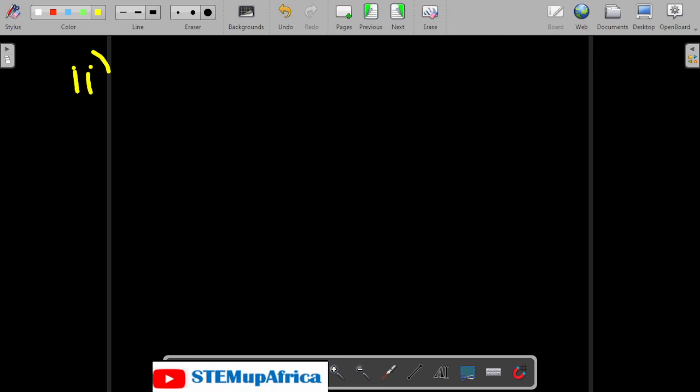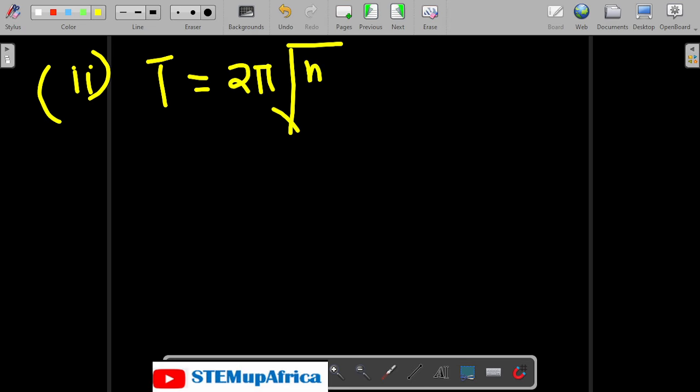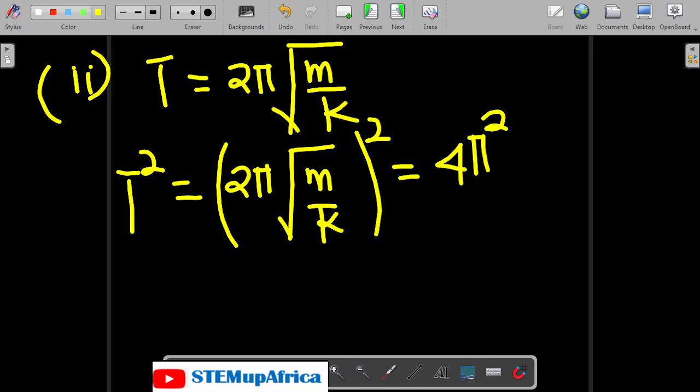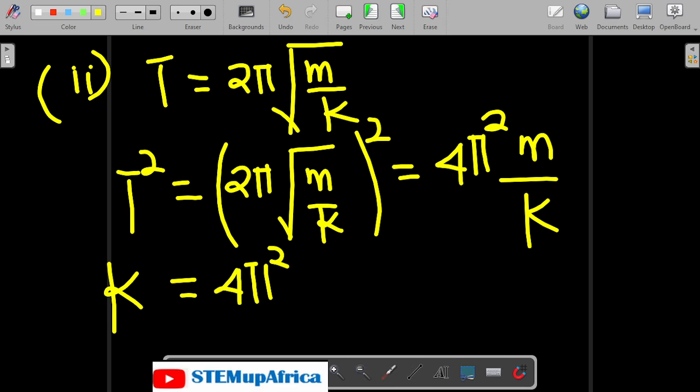So let's see how we calculate the spring constant. We know that period equals 2 pi root m over k. If I need the value of k, that means I will square both sides. I'm going to have T squared equals 2 pi root m over k all squared, which gives 4 pi squared m over k. So I make k the subject of the formula, which is the spring constant: k equals 4 pi squared m over T squared.